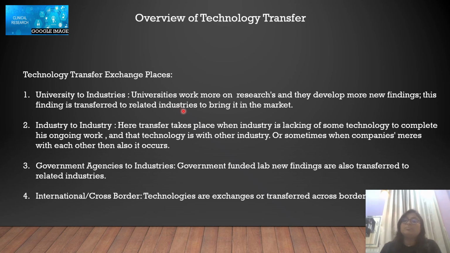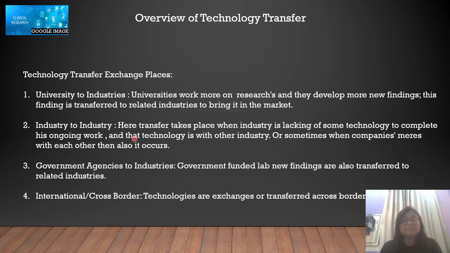Universities work more on research and develop many new findings. Every university has various research teams, working day and night, developing something new. When they develop something new, they want to bring it into the market, and for that they need some industry. So at that time they transfer their knowledge to that particular industry to bring it into the market.